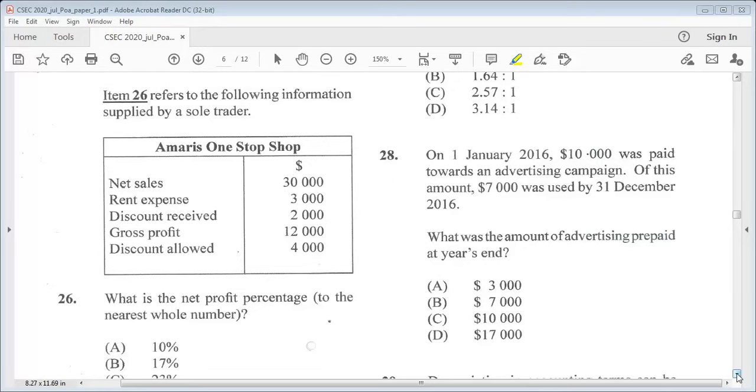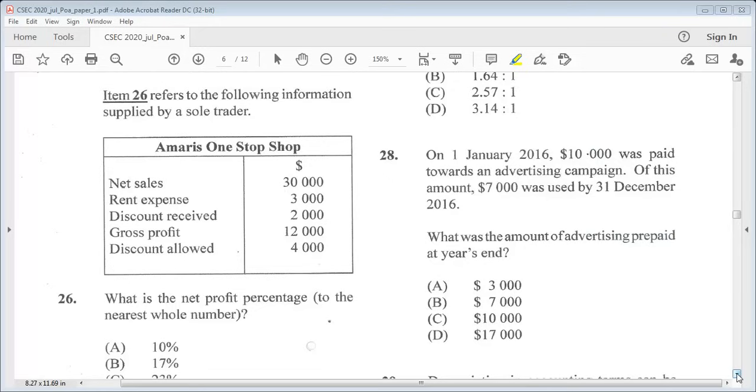So we know that to calculate our net profit, our net profit is equal to gross profit minus total expenses. So our gross profit here is 12,000, and then our total expense, we have rent expense 3,000, discount received 2,000, discount allowed 4,000. So that's a total of 9,000. So gross profit 12,000, deduct our total expense 9,000, we're left with $3,000.